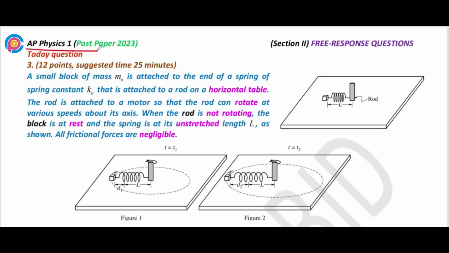Hi, we have the AP Physics 1 past paper 2023. We are discussing the free response question section. In this question number 3, carrying 12 points.